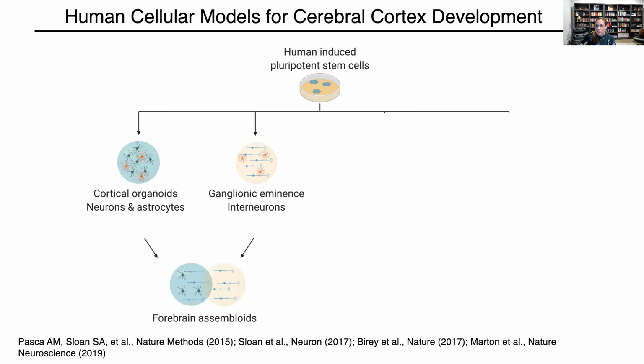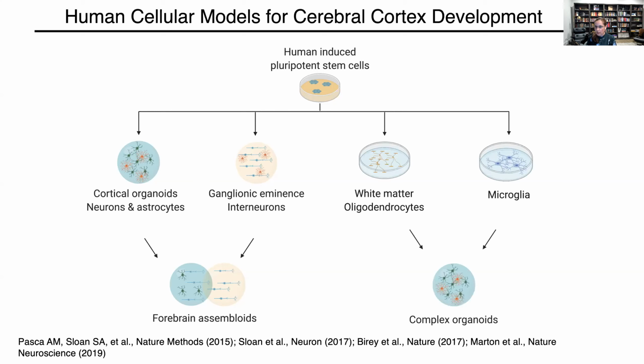And not only can we grow these separately, but we can put them together to study with live imaging how these cells migrate and how they integrate with each other to form a developing and functioning cortex. Separately in my lab, we're focusing on oligodendrocytes and microglia because we know how important these cells are as well. And the goal is to form complex organoids to recapitulate as much as possible of the developing cortex and try to study not only simple interactions, but also very complex interactions.